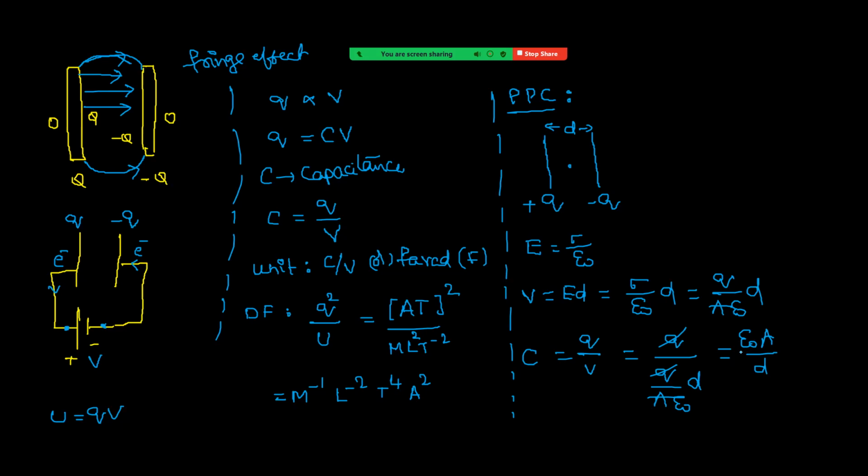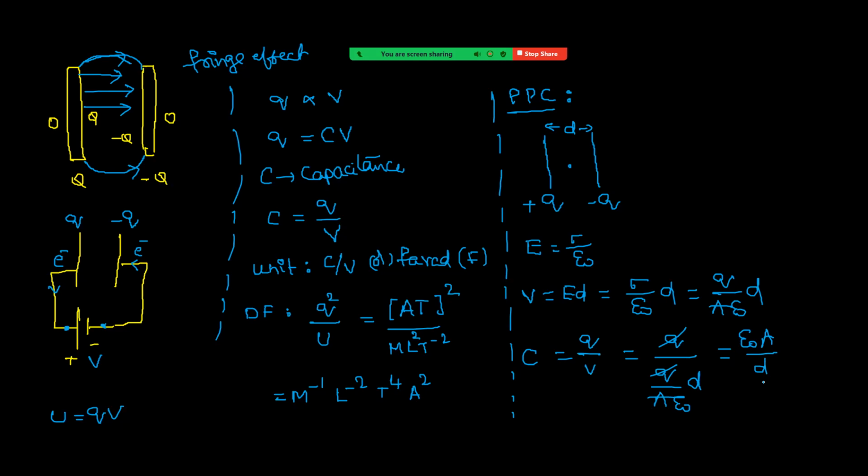That means between the plates the medium is air or vacuum. It is epsilon naught means, if you are keeping something between the plates, then this will change. So here we have taken between the plates, medium is air or vacuum.